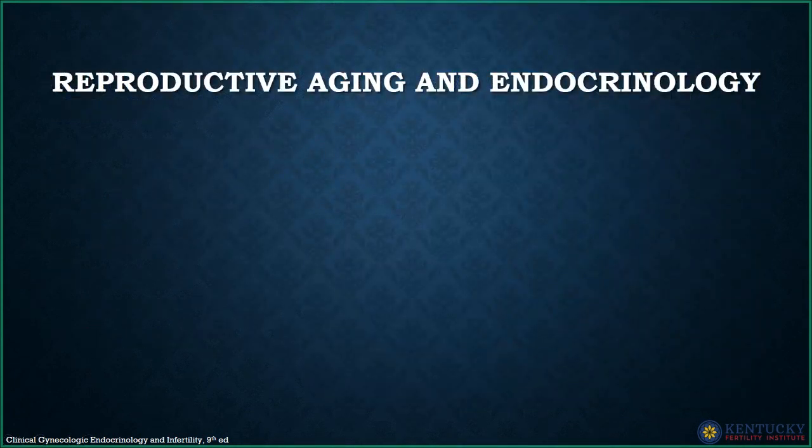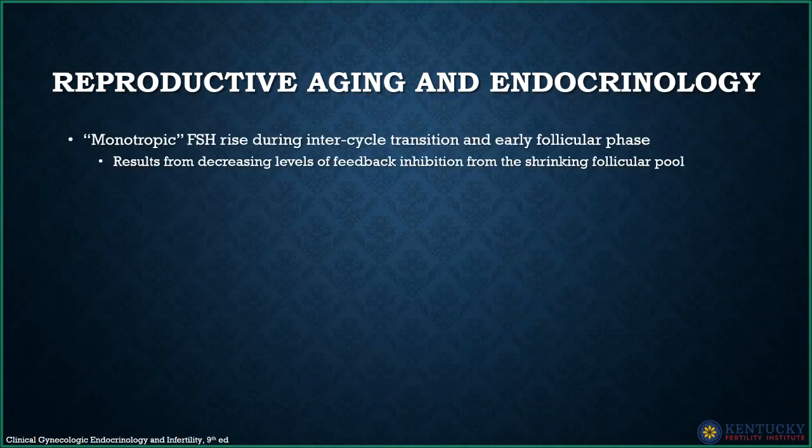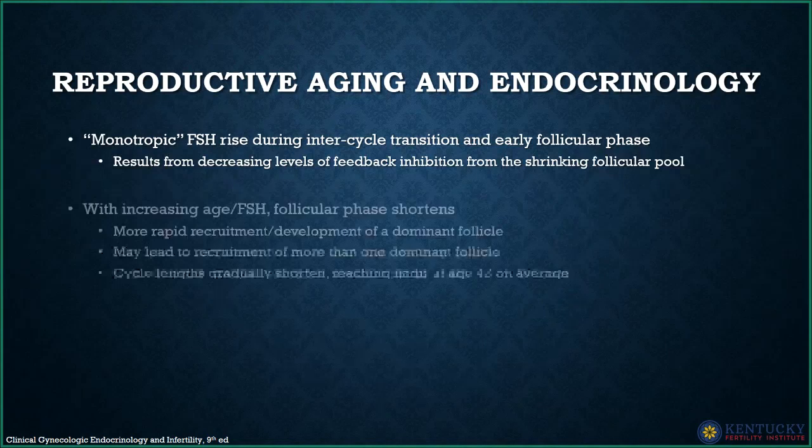There are some characteristic endocrine changes that occur with reproductive aging. I think a lot of people are familiar with the monotropic FSH rise that occurs. Again, as we're losing our follicular pool, we're losing the feedback inhibition from follicles at the level of the ovary, so we release FSH from inhibin and estrogen's inhibitory signals, which allows a higher relative level of FSH at the intercycle transition and early follicular phase that we can measure. And so that's one of the ways we can measure ovarian reserve, and we see that higher FSH levels tend to correlate with lower remaining numbers of follicles.